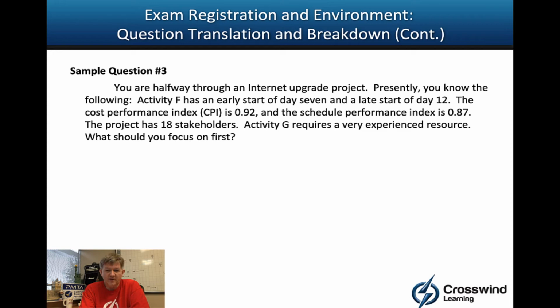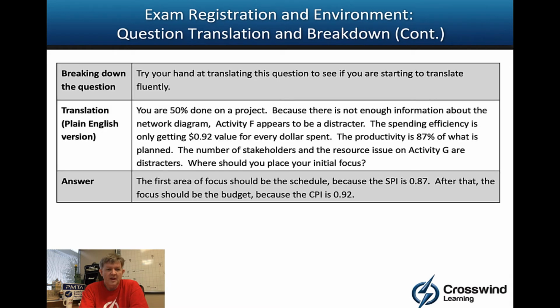G requires a very experienced resource. Okay, cool. Doesn't mean they're not available. We don't have anything that says anything positive or negative toward that in the question. So I think the SPI is what I would pay attention to. Now, breaking it down. So, as I say here, try your hand at translating it. Feel free to pause it and see if you can translate it the way I did there. And then unpause when applicable.